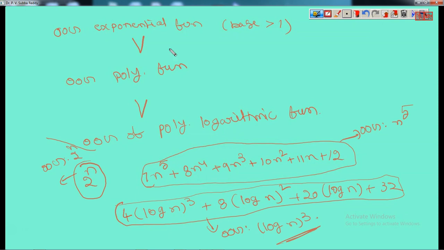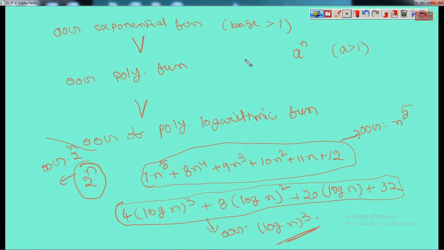It says an exponential function's order of growth is more than a polynomial function, which is more than a polylogarithm. This has more order of growth, this has less, this has least. This is highest, this is lowest, this is middle. What is the general form of this exponential function? That means its order of growth is say a power n, where a is greater than 1.